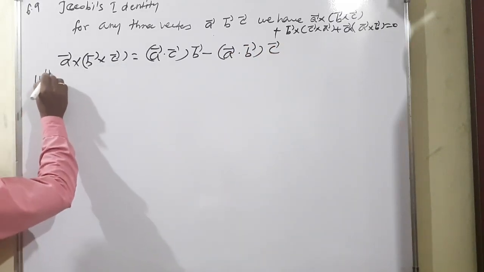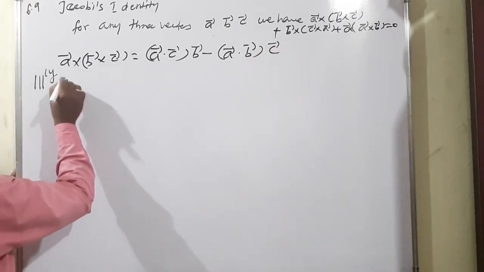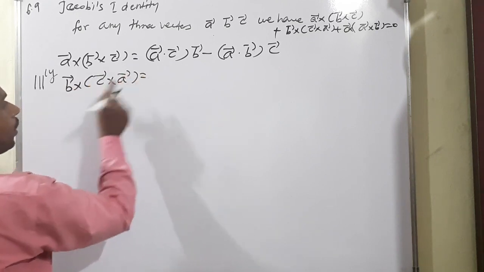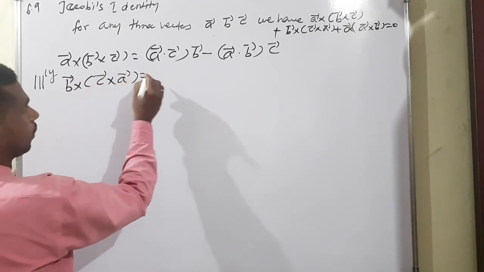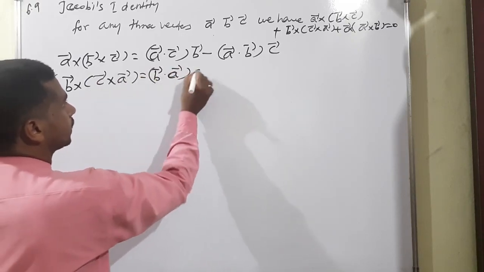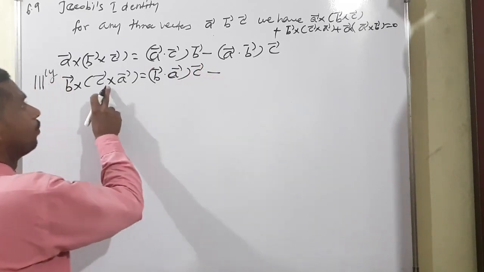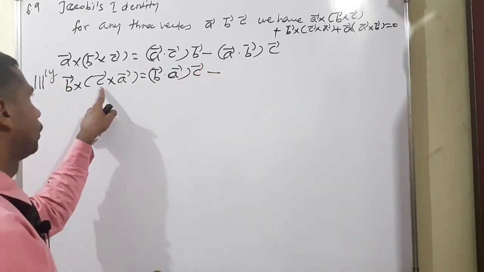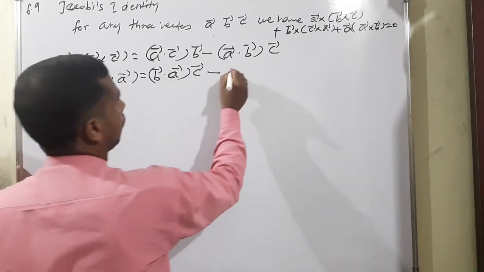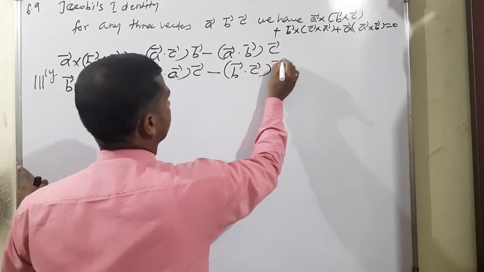Similarly, the second condition, B vector cross C vector cross A vector. Now we have to skip C vector. What will happen? B vector dot A vector, outside skip of the vector, that is called C vector. Then minus, now we have to skip A vector. What will happen? B vector dot C vector, outside A vector.